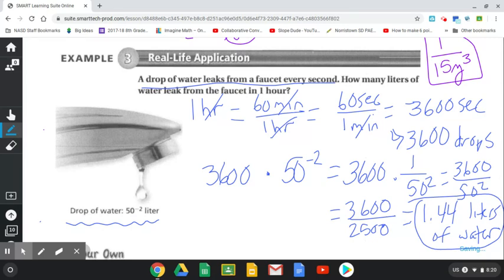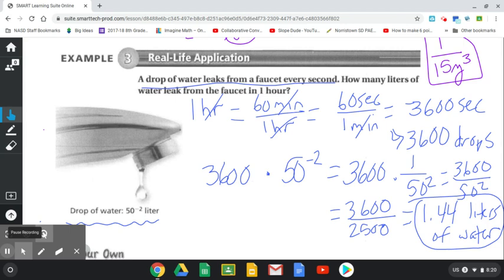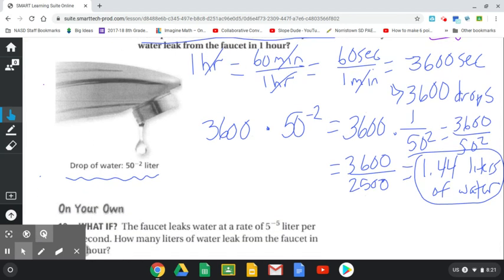So this involved a lot here. We had to find out how many seconds were in an hour. So that was that first part there. And then we had to take how many drops there were in an hour, which we found out was 3,600 drops, and multiply it by that 50 to the negative 2.